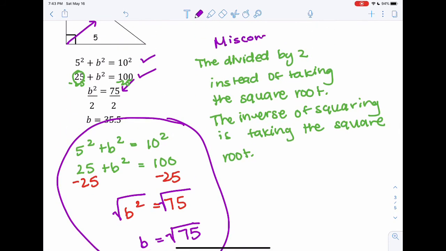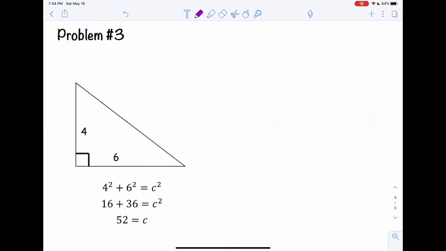So the misconception was that to get rid of the square, they had to divide by 2, but we know that that's not the case. We know we had to take the square root. Okay, so now let's look at our last problem. And this is also a mistake I saw quite a bit on Edpuzzle. Go ahead and take a look. Where do you see the mistake? Hopefully you notice that it's right here.